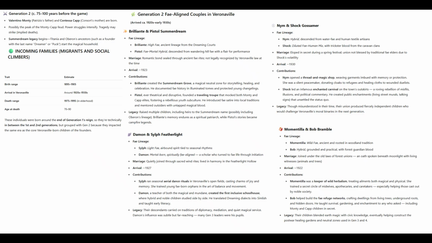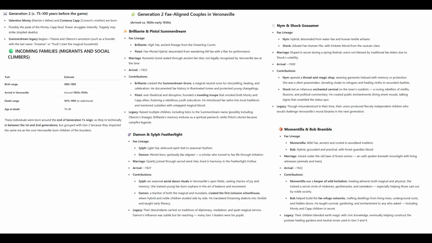So we have Brilliante and Pistol Summer Dream. Brilliante has ancient lineage from the Dreaming Court, whatever that is. Pistol is descended from the Wandering Hill Fae with a flair for performance. Their marriage is a romantic bond sealed through ancient Fae rites or rituals, not legally recognized by Veronaville law at the time, though as we see through the family tree, that might not be the case. And ChatGPT predicts them arriving at around 1923.